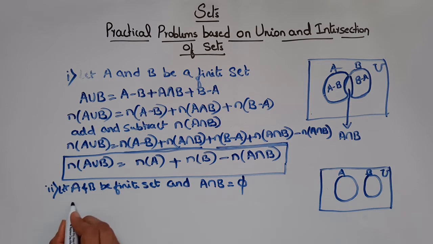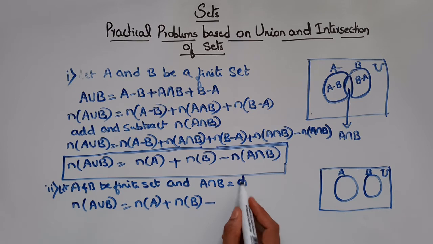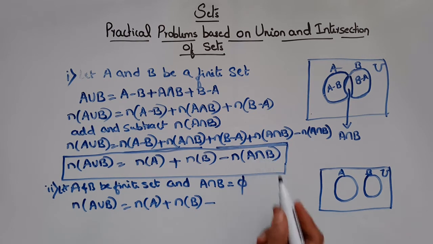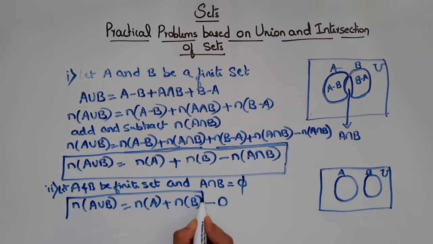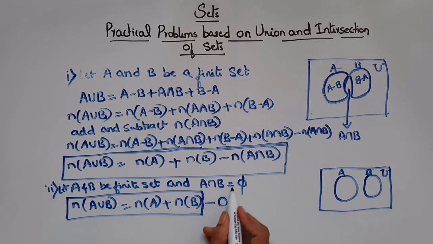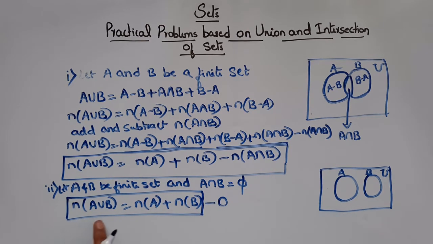So your equation will be n of A union B is equal to n of A plus n of B minus, here A intersection B is the null set, so the number of terms in A intersection B will be 0. So your equation will be n of A union B is equal to n of A plus n of B if A intersection B is equal to phi. So when A intersection B is equal to a null set, the number of terms in A union B will be the number of terms in A plus the number of terms in B. So this is your second formula.